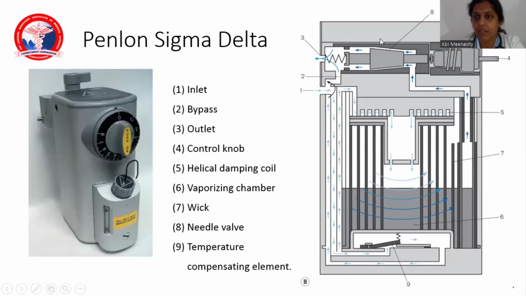8 is your needle valve. When you open it like this, the needle valve goes inside and outside. When it is fully closed, when you don't open the concentration dial, only the bypass chamber will work. When you open, the needle valve comes out. Here you can see the bimetallic strip. That is the temperature compensation for this Penlon Sigma Delta.